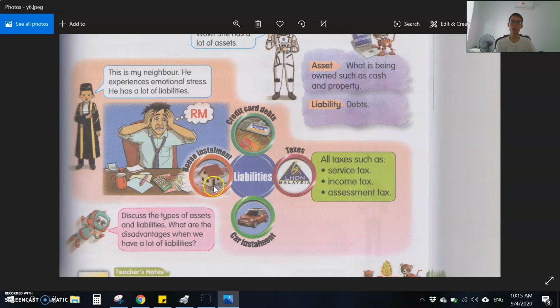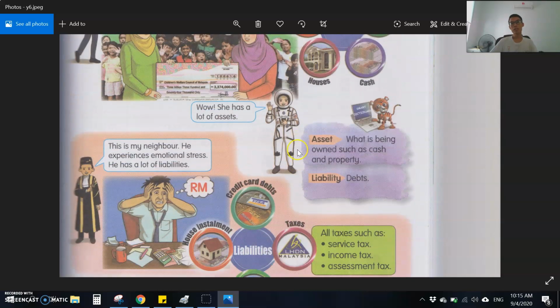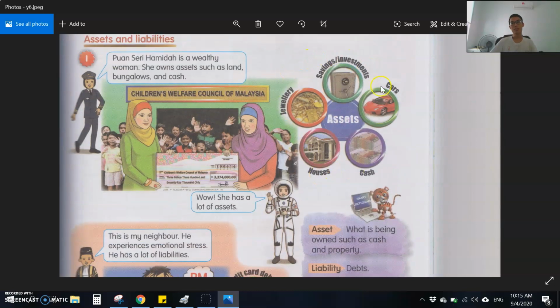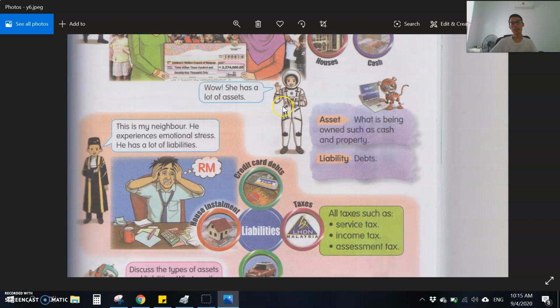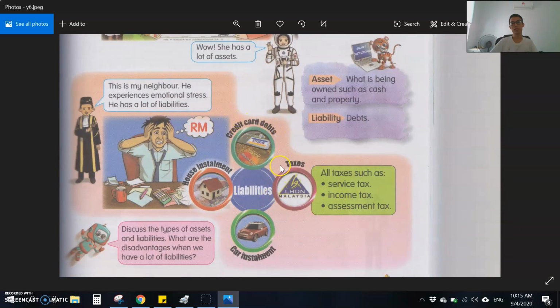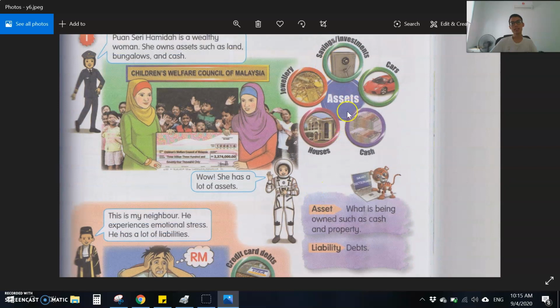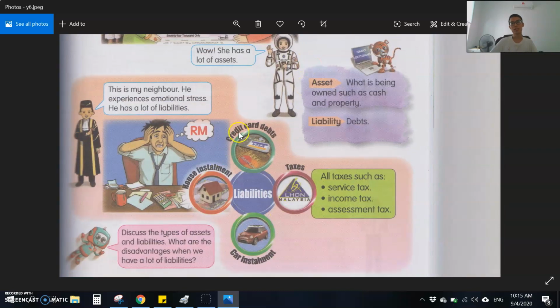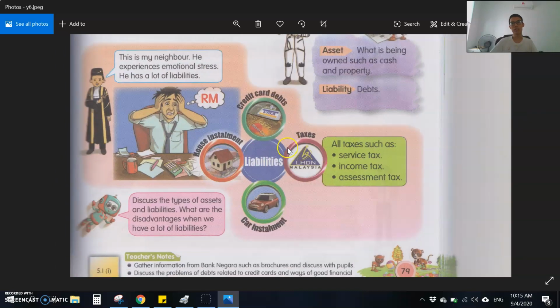House installment, your parents bought a house, every month you have to pay the bank also. So semua hutang ini, awak hutang bank, hutang kerajaan, semua ni kena bayar. Semua ni adalah liability. So the more liabilities you have, the poorer you are. Okay, so dalam kehidupan, you have to increase your asset and lessen your liability. Okay, tingkatkan aset dan kurangkan liability.